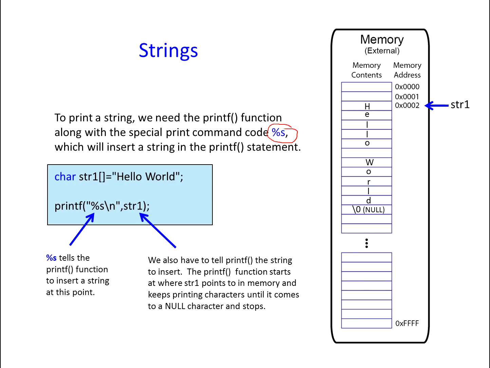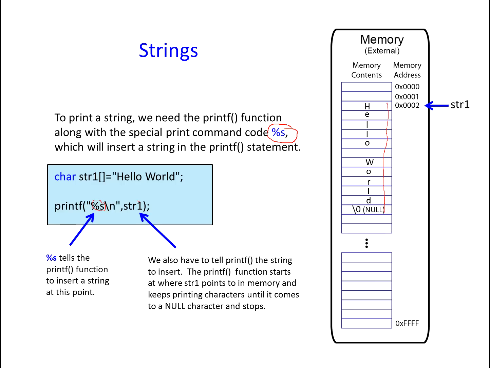In our printf function, we could have other characters and letters and words inside the double quotes, but wherever the %s is placed, it's going to insert whatever is contained in string 1. It says, oh, we need to insert a string here. String 1 is going to be inserted there. String 1 starts at this location in memory, and so it just starts inserting that in the printf until it hits the null character and stops.